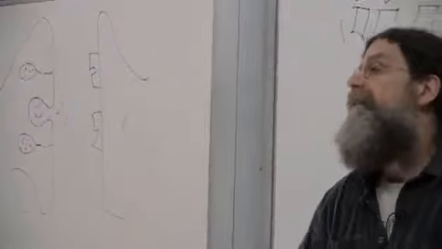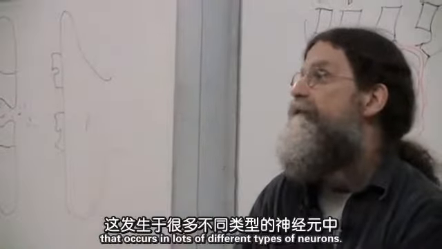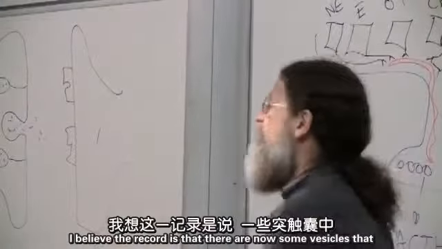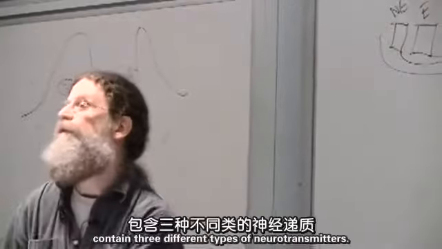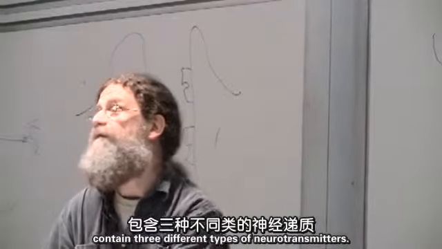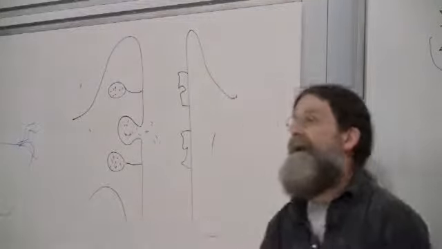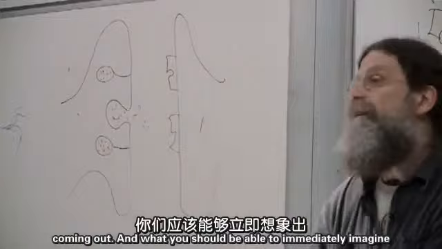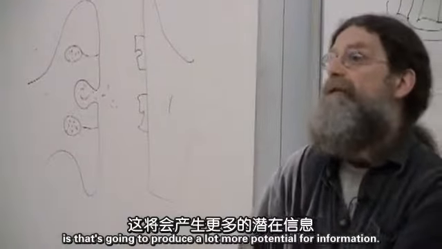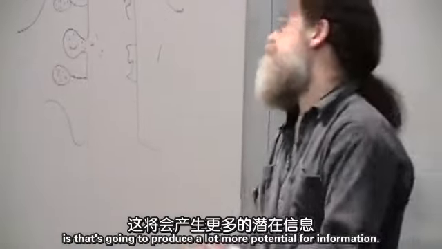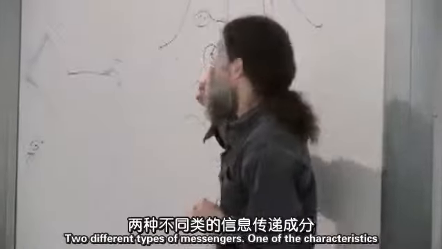What has been found is that occurs in lots of different types of neurons. I believe the record is that there are now some vesicles that contain three different types of neurotransmitters. So what we've got here are two different classes of messengers coming out. And what you should be able to immediately imagine is that's going to produce a lot more potential for information. Two different types of messengers.